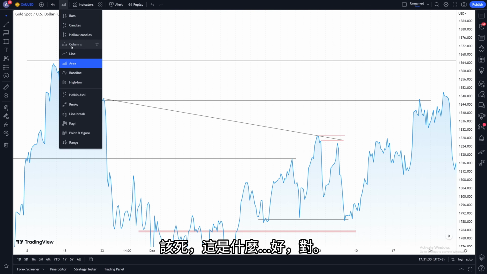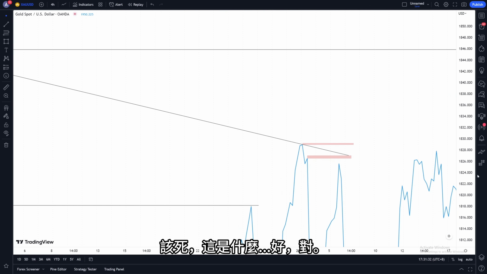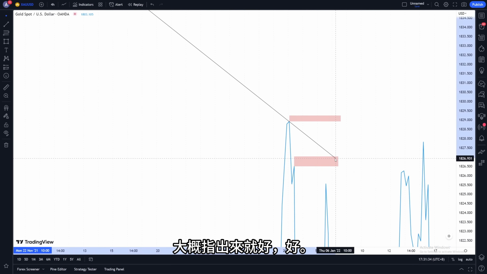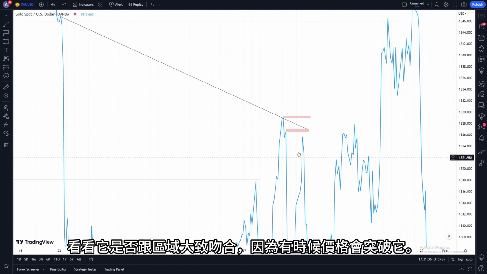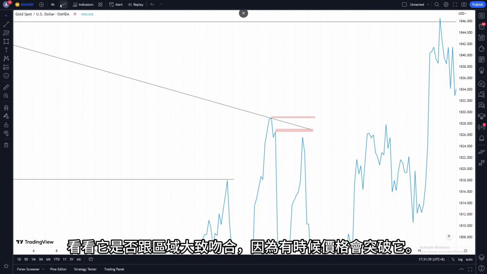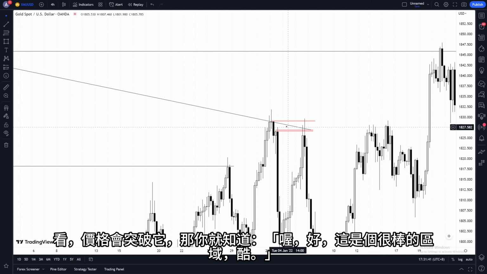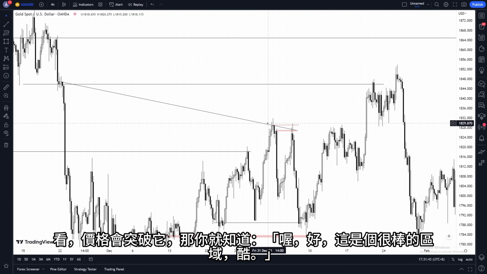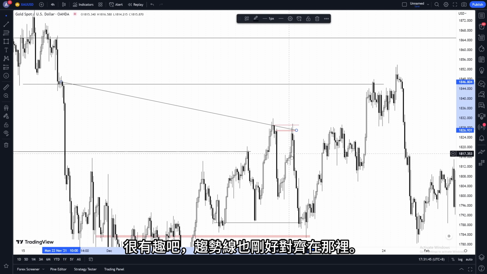Okay, right? Just sort of want to point that in, okay? See if it matches roughly with the zone, because sometimes price would wick it. See, price would wick it. So you know, oh, okay, this is a pretty good zone then, cool. Interesting to know, right, that the trend line also lines up there.